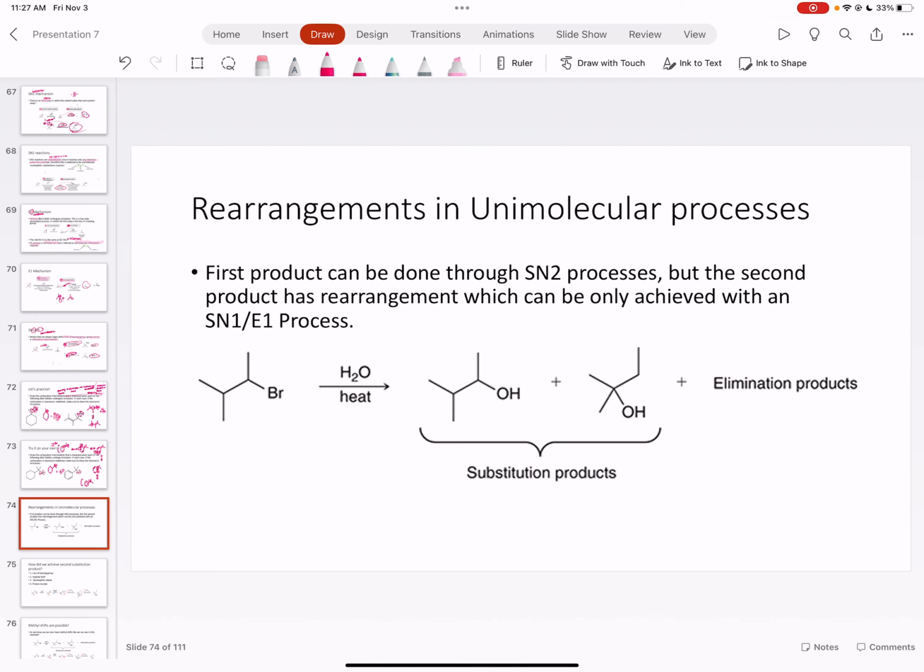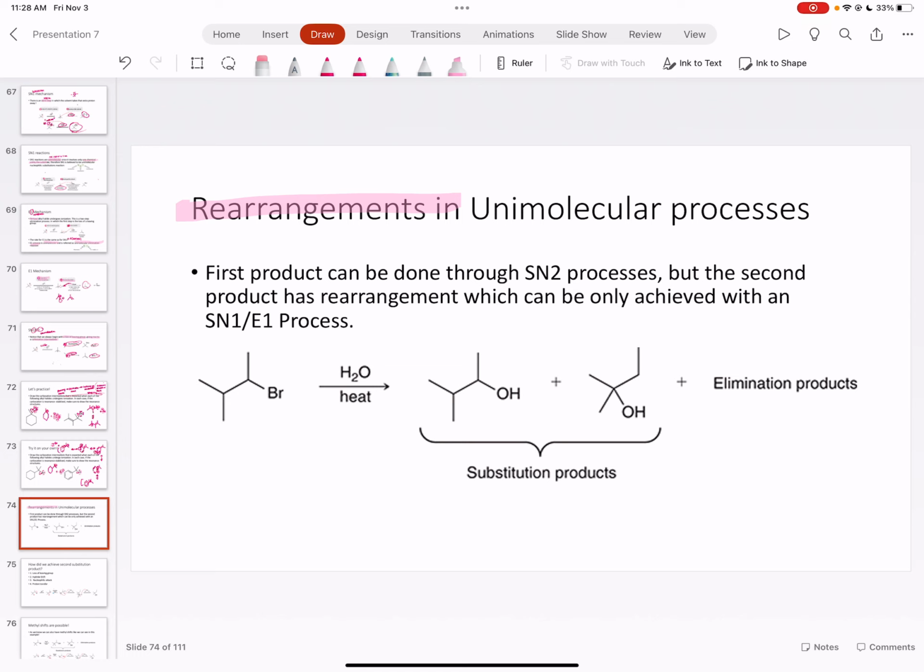Okay, so carbocations. We have carbocations in this case with E1 and SN1. So we are gonna have rearrangements. I'm just gonna put out a couple of examples. The first product can be done through SN2 processes, but the second product has a rearrangement, which can only be achieved with an SN1 and E1 process.